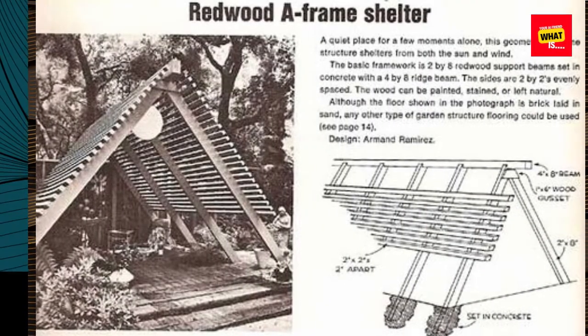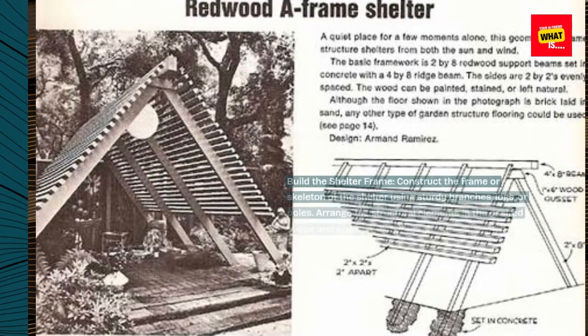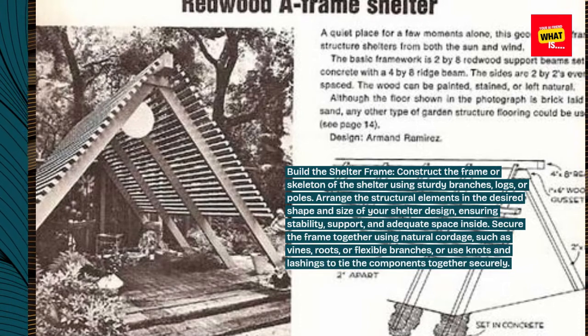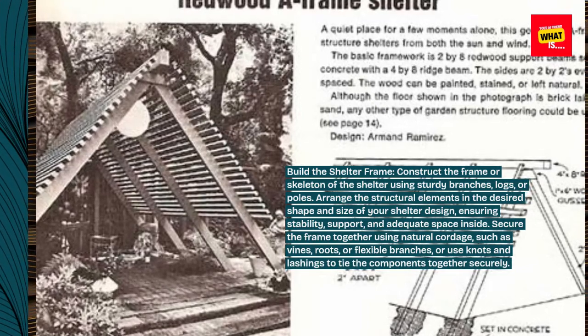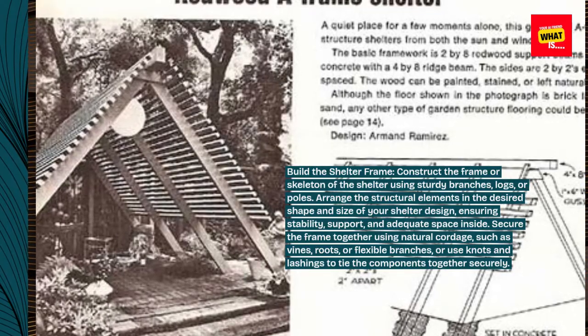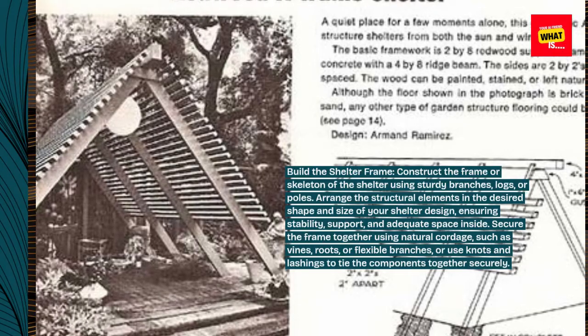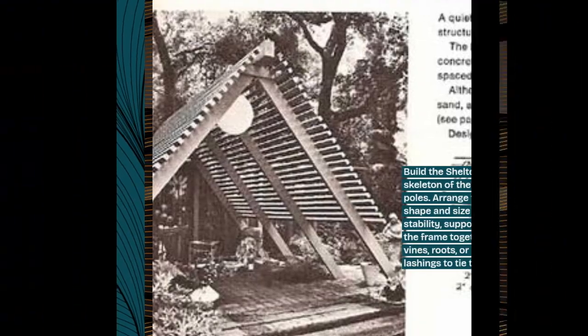Build the shelter frame. Construct the frame or skeleton of the shelter using sturdy branches, logs, or poles. Arrange the structural elements in the desired shape and size of your shelter design, ensuring stability, support, and adequate space inside. Secure the frame together using natural cordage, such as vines, roots, or flexible branches, or use knots and lashings to tie the components together securely.